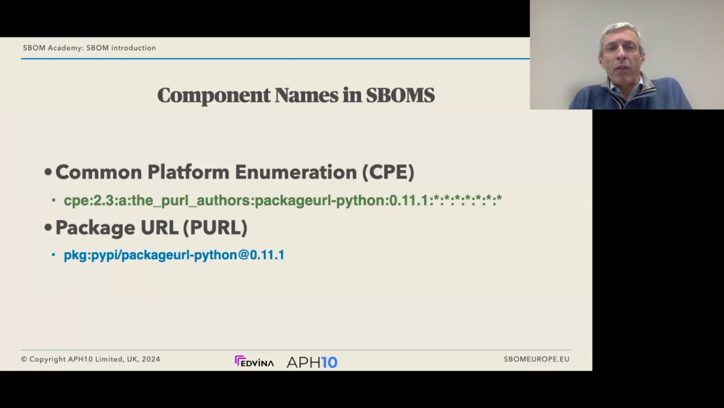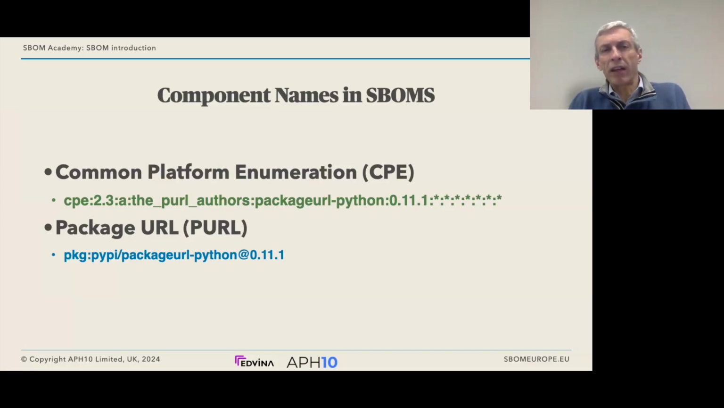And one of the other things to look at is component names. There are two primary ways of identifying a component. One is called CPE and one is called package URL. There are different ways of capturing the same information. Package URL is primarily aimed at open source components at the moment. It's about to become a standard.